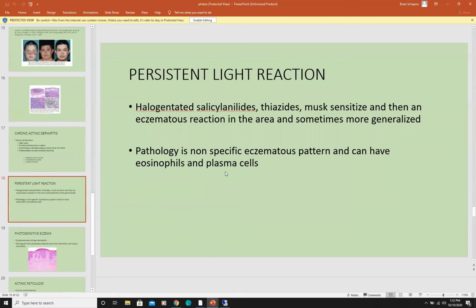So let's look at persistent light reaction. This is usually associated with halogenated salicylamides, thiazide diuretics, musk, perfume. These can all sensitize the skin. And then you have an eczematous reaction in the area, and sometimes a more generalized one out of the area that was sensitized, if it's a contactant. The pathology of this one is not specific, and it's an eczematous pattern. There can be eosinophils and plasma cells. So as you can see, this can really look like a contact reaction.